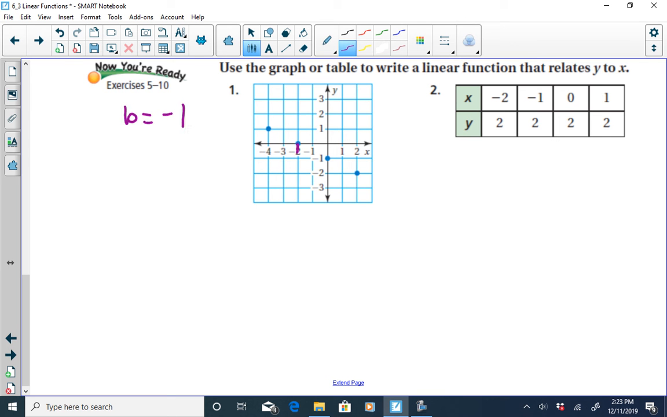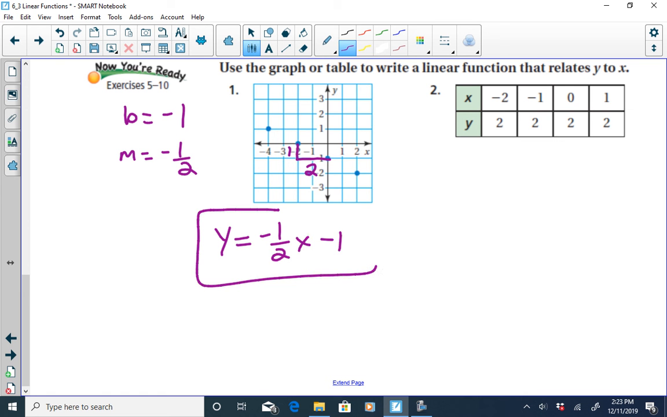Our slope is going to be our vertical change and our horizontal change, our rise over run. Our rise is 1, our run is 2, and that is negative because it's going down from left to right. So our m is going to be -1 over 2. So the equation for this function would be y is equal to -1/2 x minus 1.